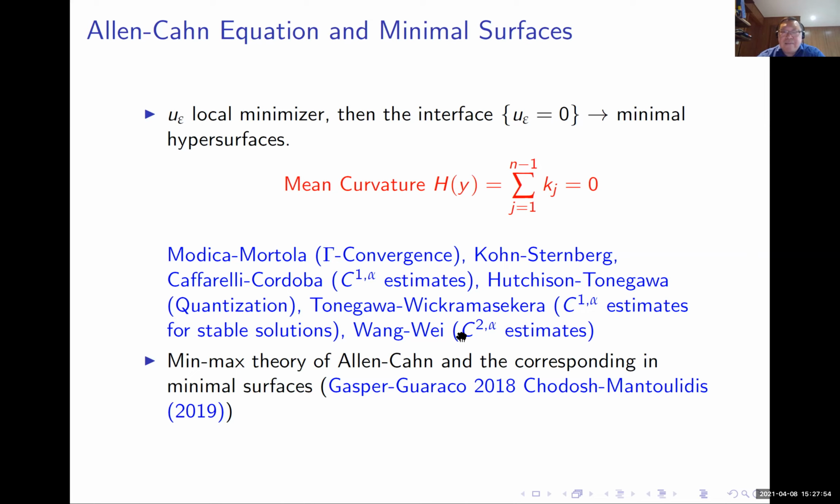If I have time, I will talk about how we use the infinite dimensional reduction method to prove the C2,alpha estimate. Recently there is a large literature on the relation between the min-max theory of Allen-Cahn and the corresponding theory for minimal surfaces, like Guaraco, Gaspar, Chodosh and Mantoulidis, Fernández and Neves, and so on.